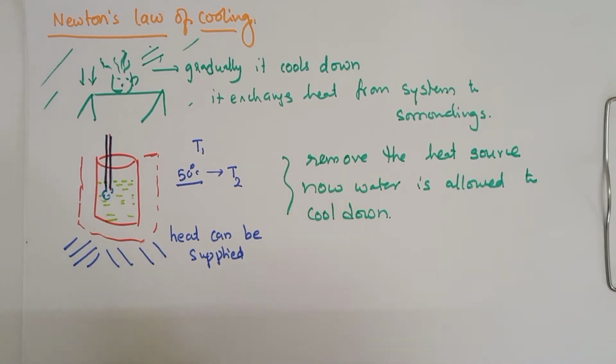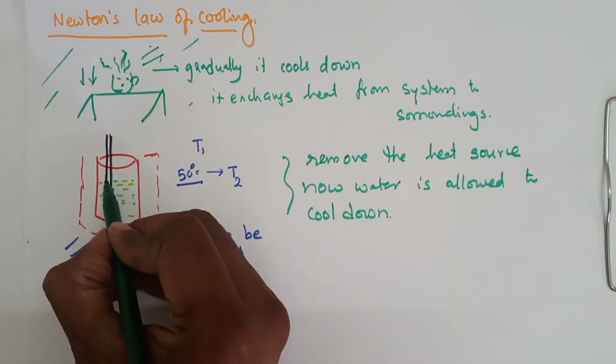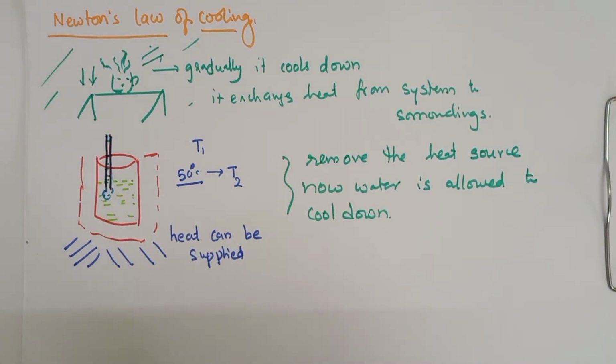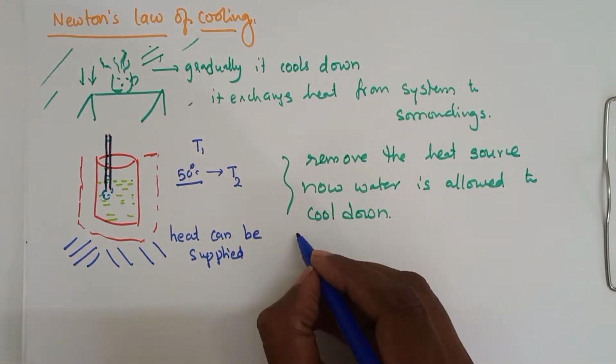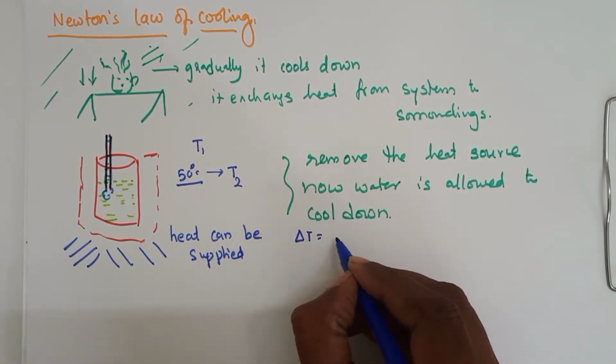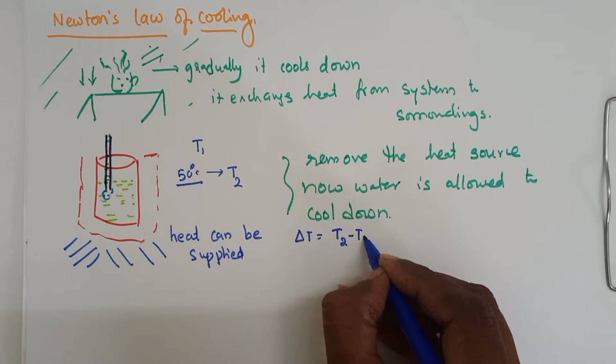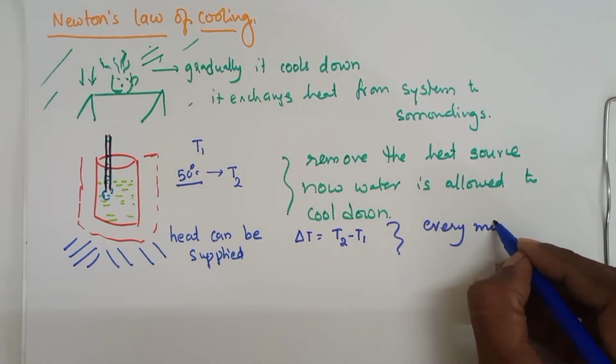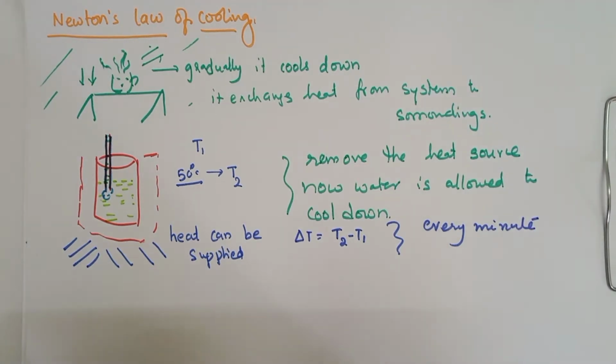Now by using a thermometer, with proper readings, we can note it down, right? What is the difference in temperature? You can calculate the difference in temperature, which is called T2 minus T1. You can measure it for every minute, finding the difference in temperatures, right?